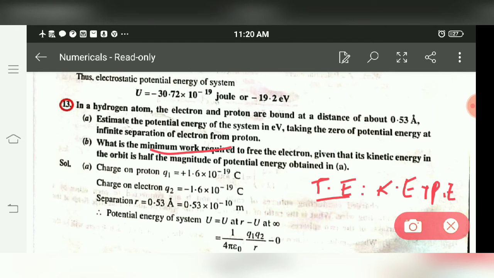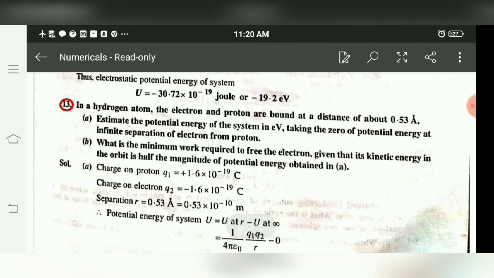In the second step, you have to calculate the total energy by placing the values of kinetic and potential energy. First of all, you have to calculate the potential energy as given in the question. Kinetic energy is half of the potential energy, so you calculate kinetic energy, then take the sum, and you get the minimum amount of work done, or the total energy.